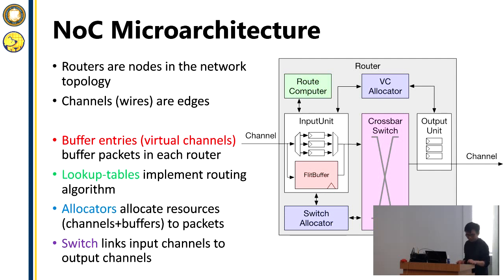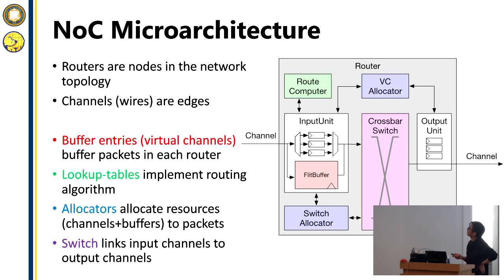Before I get into the details of Constellation, I'll go over a bit of basics on NoC microarchitecture, just so the terminology is consistent. In a network on chip, routers are essentially nodes in the network topology graph. This gray box here is a single router. The channels coming in and out of the routers are edges. They go to other routers in the network naturally.